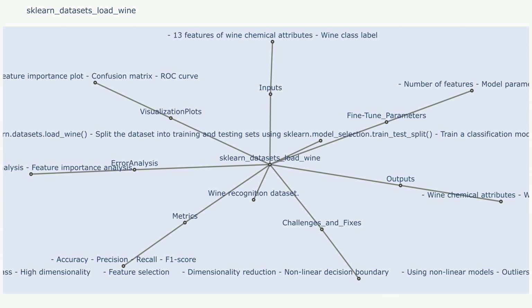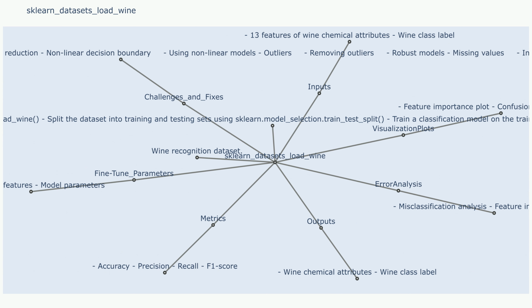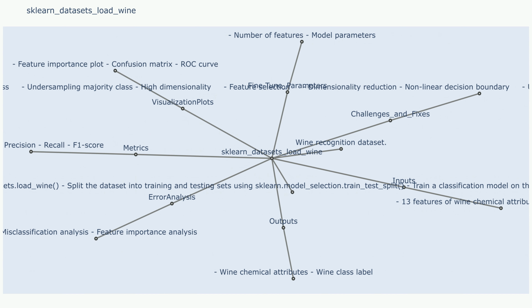Challenges and fixes. Challenge 1: the dataset is relatively small, with only 178 samples, which might limit the performance of certain machine learning models. Sample use case that resulted in challenge 1: using a complex deep learning model on the dataset might result in overfitting due to the limited data size. Fixes to challenge 1. Use data augmentation techniques to generate synthetic samples from the existing data. Employ regularization techniques to prevent overfitting in models. Consider using ensemble methods to combine the predictions of multiple models.